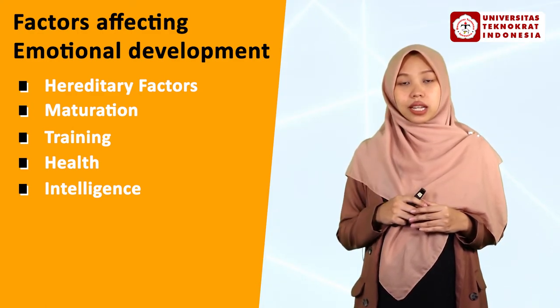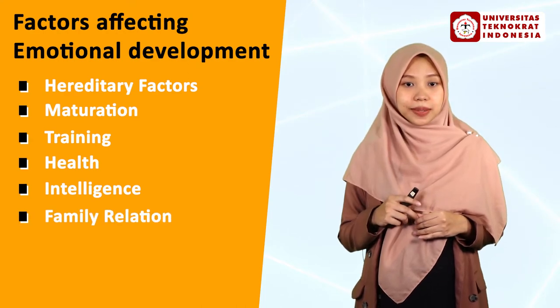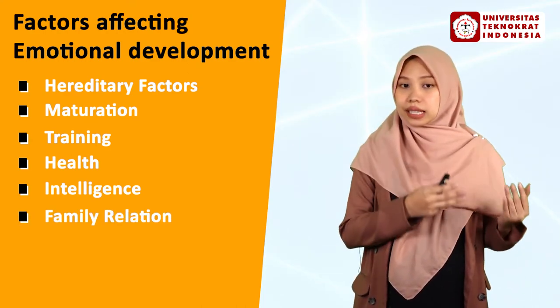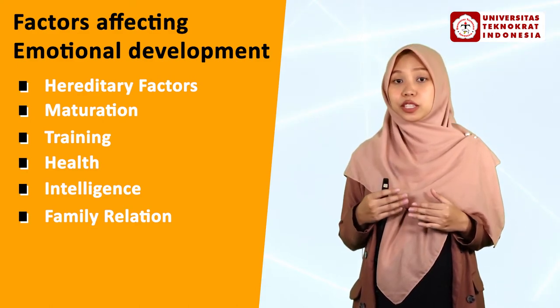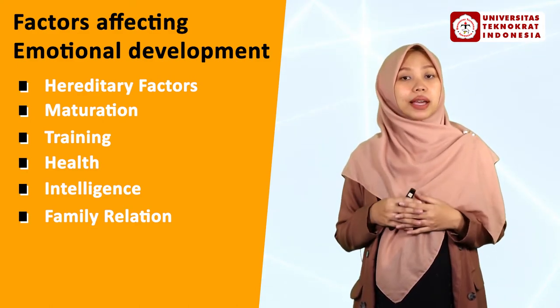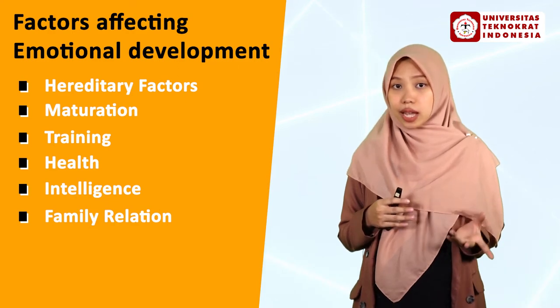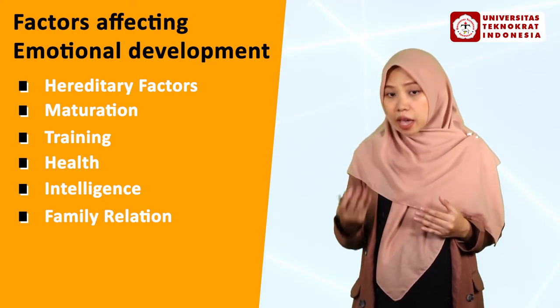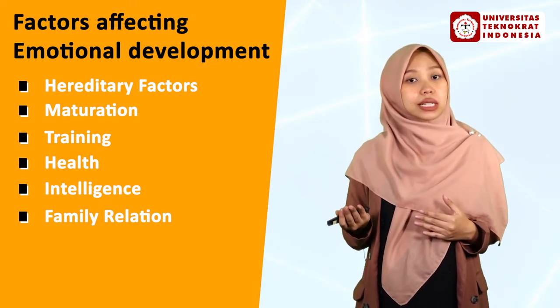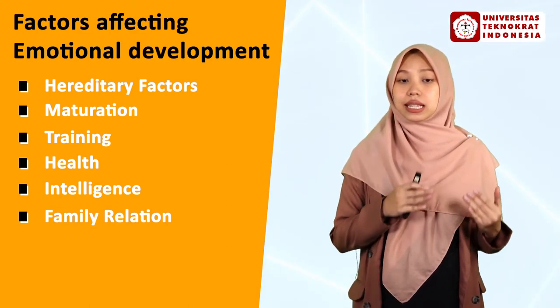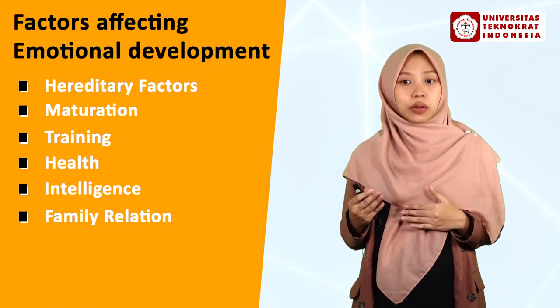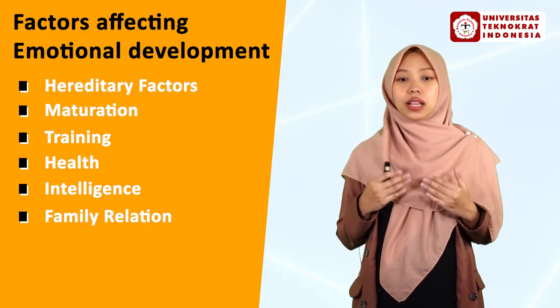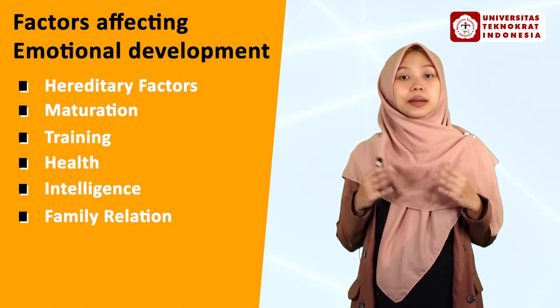The next factor is family relations. The relations of family members with each other and how they express their emotions affect the emotional behavior of the child. If the behavior of the parents is stable and they express their emotions in a subdued and balanced manner, the child will also learn to express his emotions in a balanced manner.